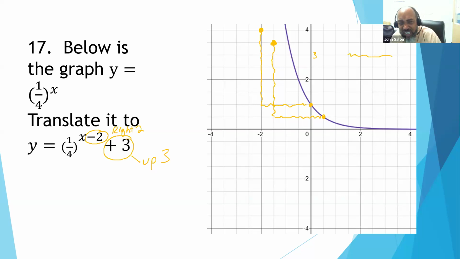So when I connect the dots, I get something like this. Okay. And then, of course, it'd be going up some more. We just ran out of room. All right.